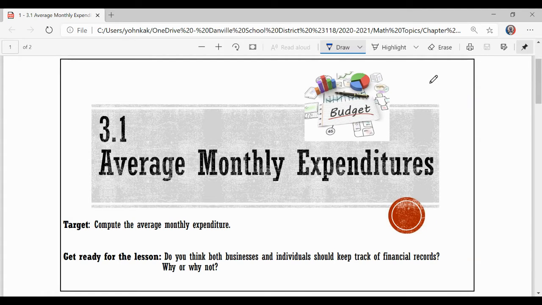Hi kids, welcome to section 3.1, average monthly expenditures. Today we're going to talk about how to compute the average monthly expenditure.